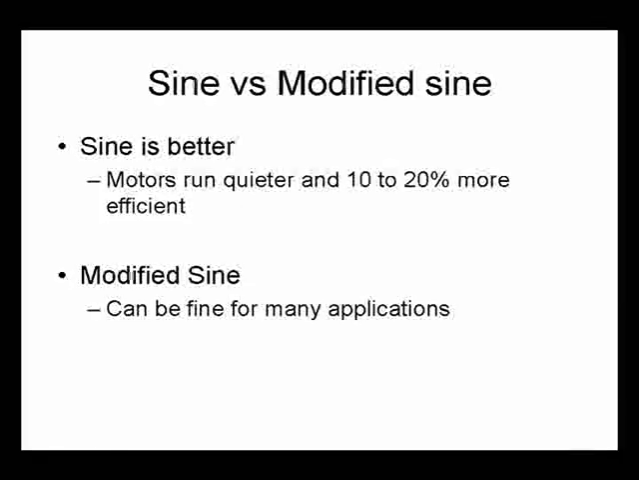So, repeating what I just said, sine wave is better. Motors will run quieter. They'll run more efficient. A motor will probably run 10 to 20% more efficient with a sine wave than a modified sine wave, and you'll get a little bit of noise. You know, my hearing's not that great, so I don't hear it that often, but I have customers who are more sensitive that go, that doesn't sound right. And they'll call me up and say, there's something wrong here. And I'll say, no, you have a modified sine inverter, and that's what it's going to do.